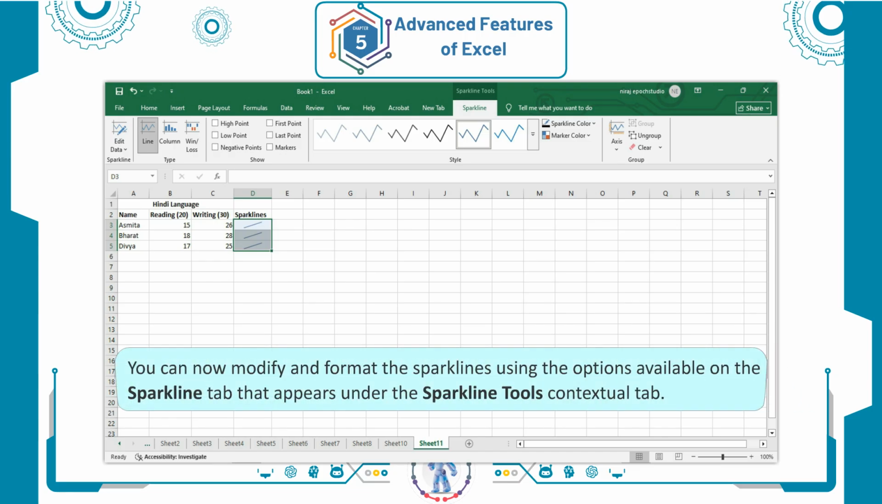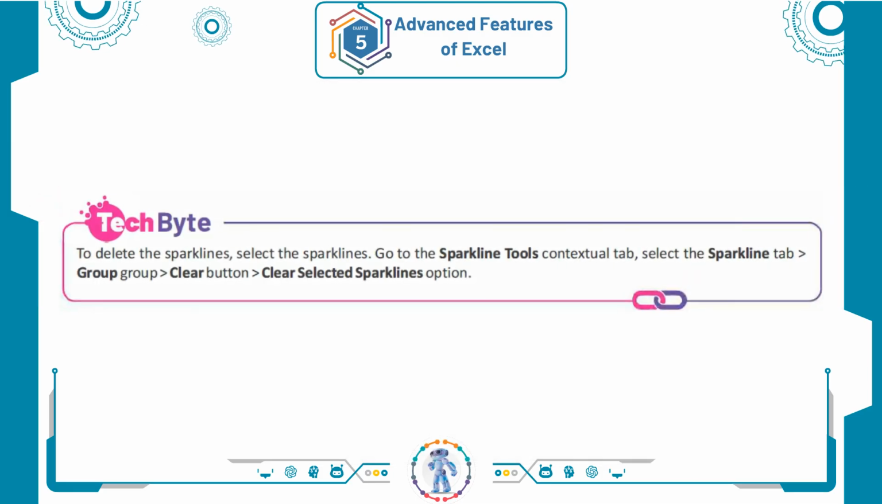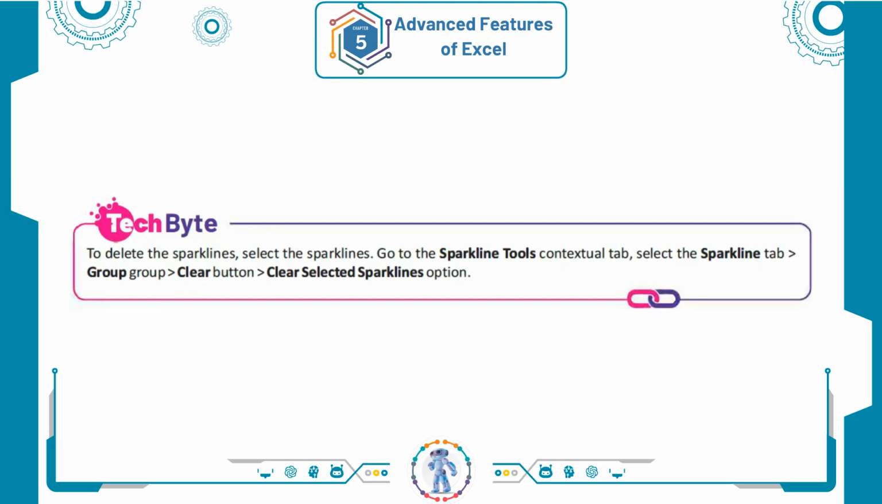You can now modify and format the sparklines using the options available on the Sparkline tab that appears under the Sparkline Tools contextual tab. TechByte: To delete the sparklines, select the sparklines, go to the Sparkline Tools contextual tab, select the Sparkline tab, then Group, then the Clear button, then the Clear Selected Sparklines option.